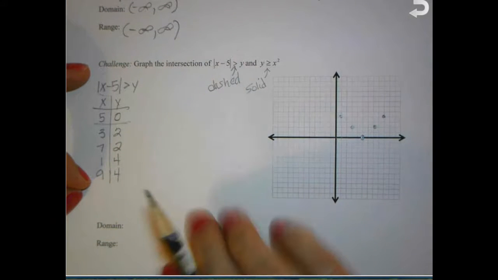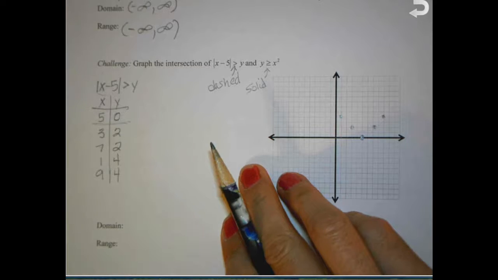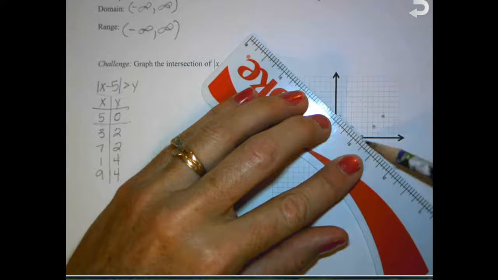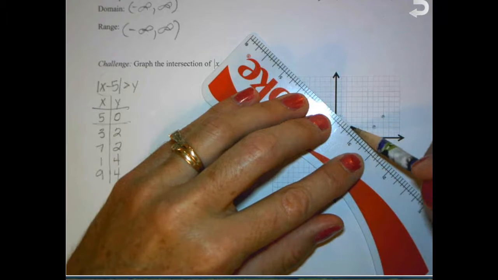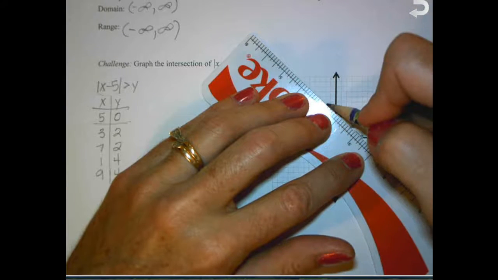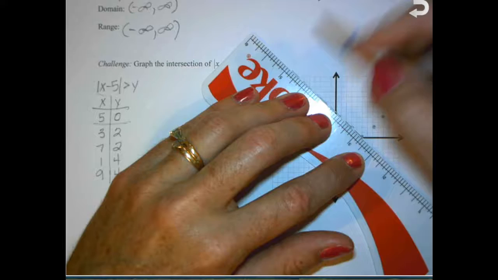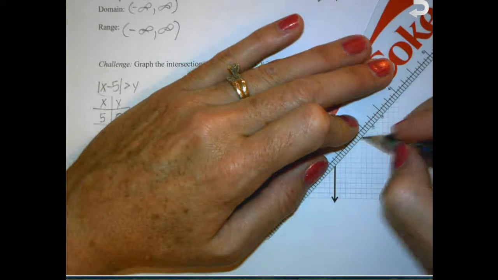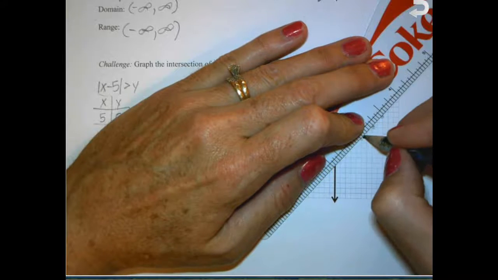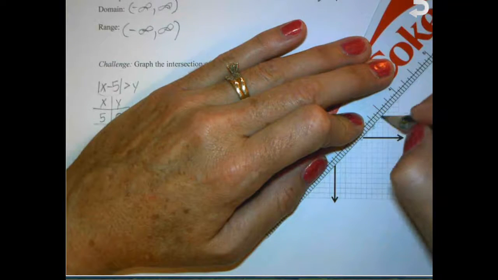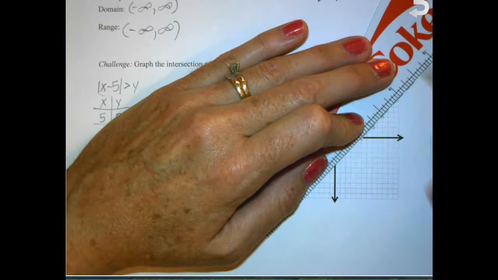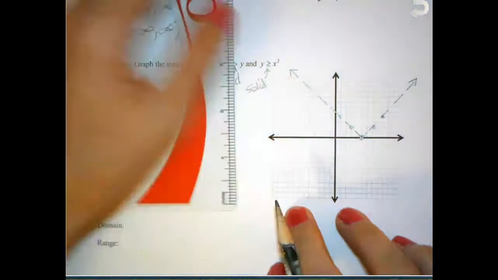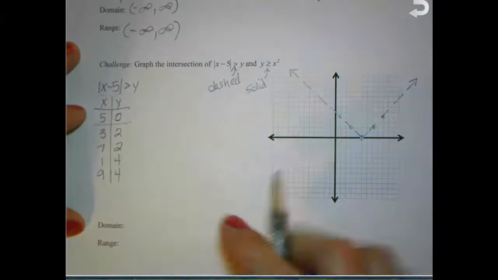and I know it has a dashed line, so I'm going to make a dashed absolute value graph here. And here. And remember, even though it's an absolute value, it still should have arrows on both ends.